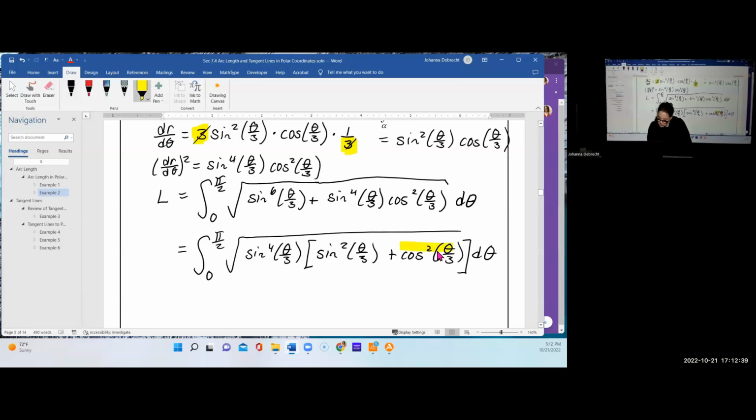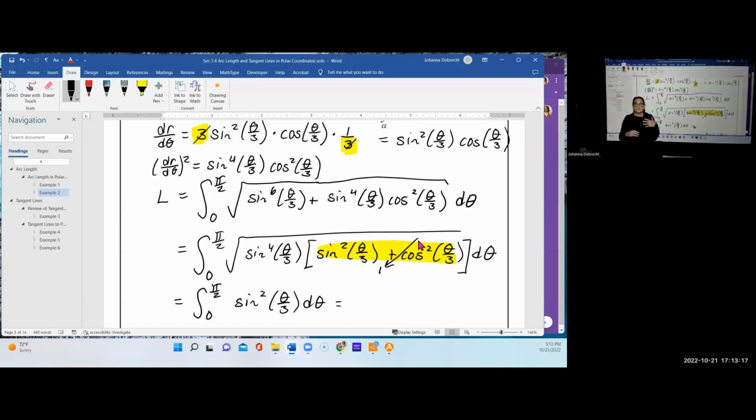However, this part right here is a Pythagorean identity. You know that sine squared of an argument plus cosine squared of the same argument must be 1. So this becomes a 1. So we just get the square root of sine to the 4th of theta over 3. Remember that the square root is the 1/2 power, so half of 4 gives us 2. So this becomes the integral from 0 to pi over 2 of sine squared of theta over 3 d theta.